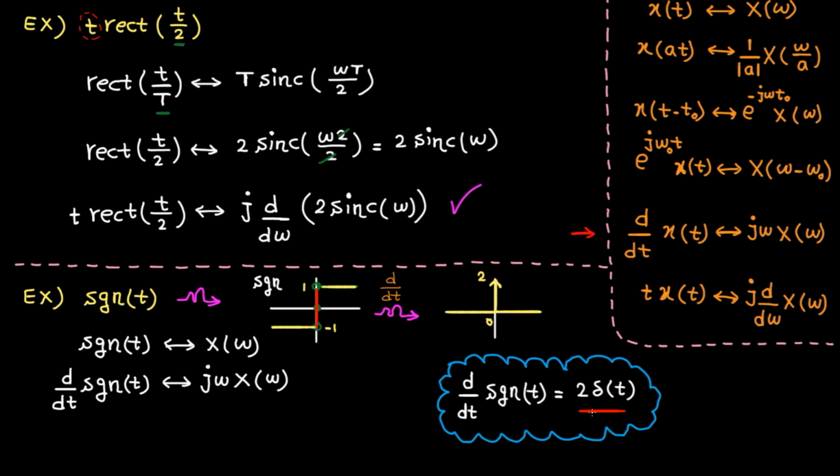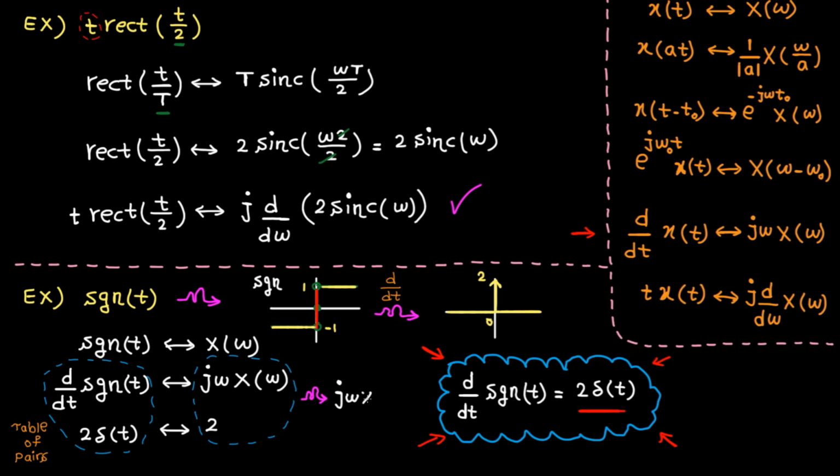Also, we know the derivative of sine t is equal to 2 delta t. Based on the table of pairs that we learned in the last session, Fourier transform of 2 delta t is 2. From this equation, we know these signals are equal. This means their Fourier transform must be equal. Therefore, x omega, the Fourier transform of sine t, is 2 over j omega. Let me write the final answer again. Fourier transform of sine function is 2 over j omega. Done.